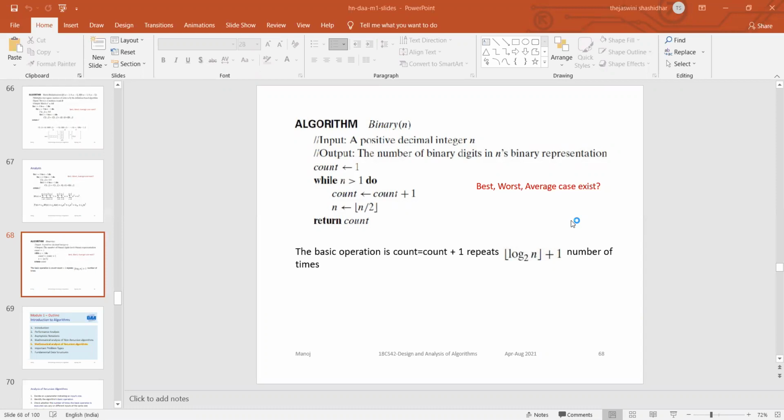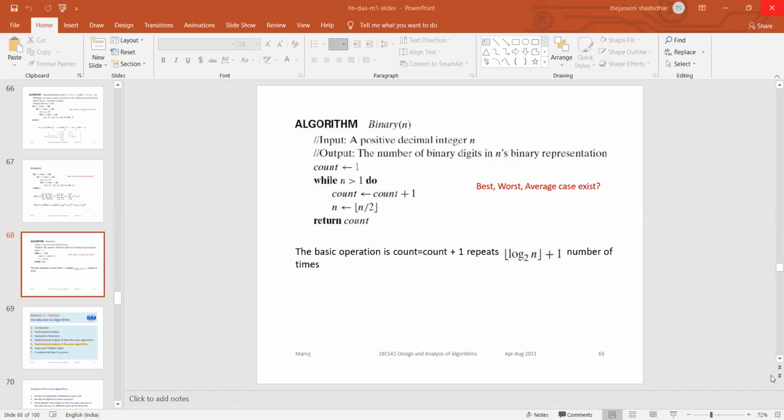Now we shall go with this particular thing. This program is going to convert a decimal number into a binary number. So what is the input you give? A positive decimal integer n. What is the output you will be getting? The number of binary digits.